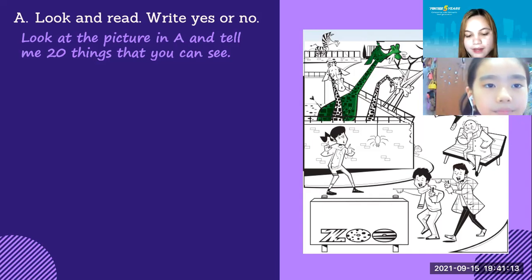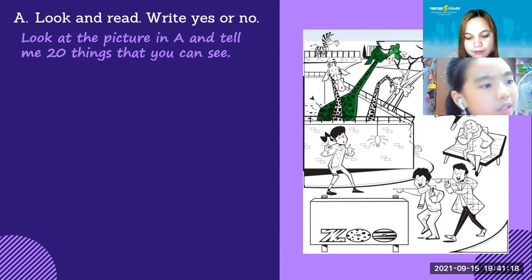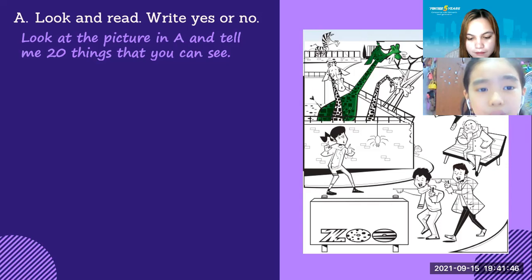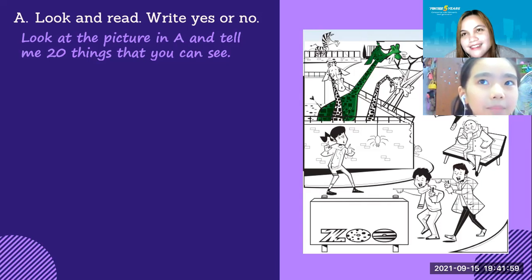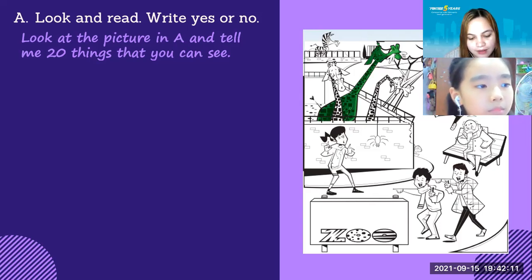Grass. That's 13. Okay. A coat. 14. Skirt. 15. Shoes. Okay. What's the number now? Is it 18 already? No. It's 16. So now it's 17. Okay, it's 16.